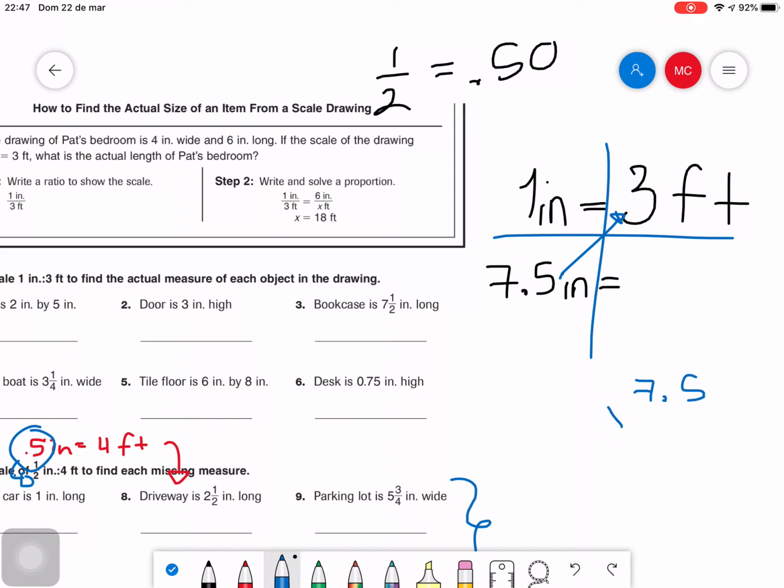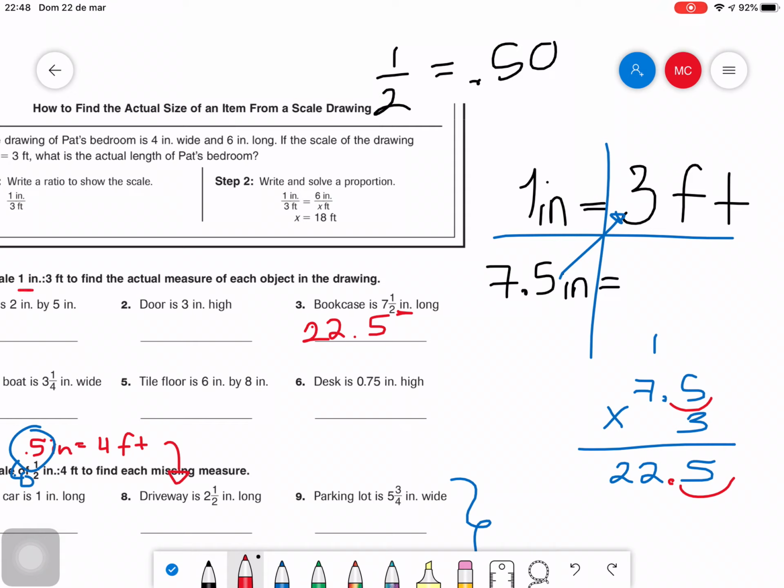Entonces, 7.5 times 3. 3 times 5 is 15. 3 times 7 is 21. Plus 1, 22. And then, how many decimals did I have? I just had 1, so the point will be here. My answer is 22.5 inches. No, inches no, because remember you are converting inches to feet. So 22.5 feet. Si tú lo piensas con lógica es, si 1 inch valía 3, entonces 7.5, ¿cuántos feet van a ser? Haces la multiplicación y te sale eso, ¿ok?